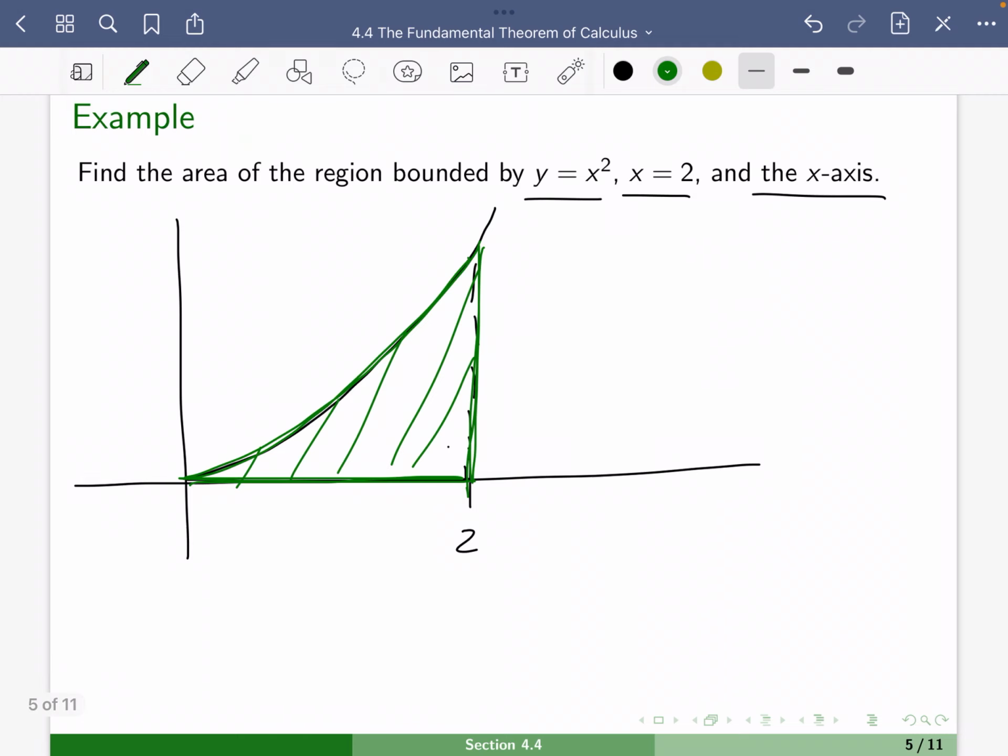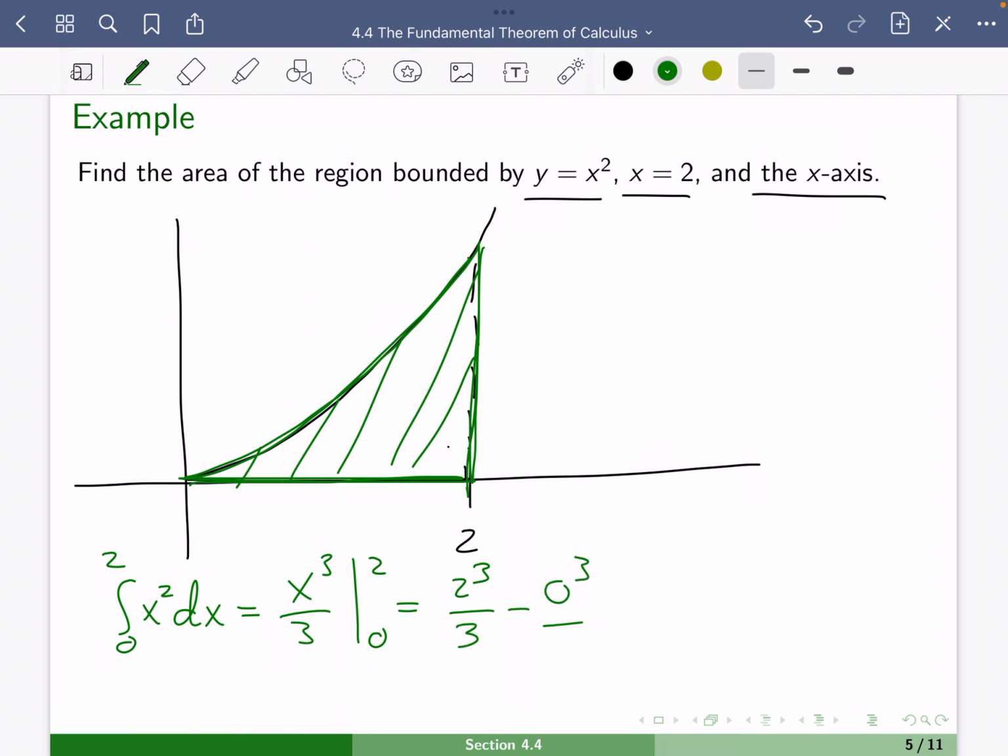So what is that area? Well, that is the integral from 0 to 2 of x squared dx. Add 1 to the power, divide by the new power. We're going to evaluate that from 0 to 2, and we get 8/3.